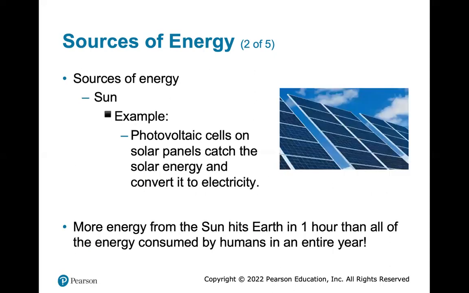Okay. Photovoltaic cells on solar panels catch the solar energy and convert it to electricity. More energy from the sun hits Earth in 1 hour than all of the energy consumed by humans in an entire year. That's how much energy we get from the sun.